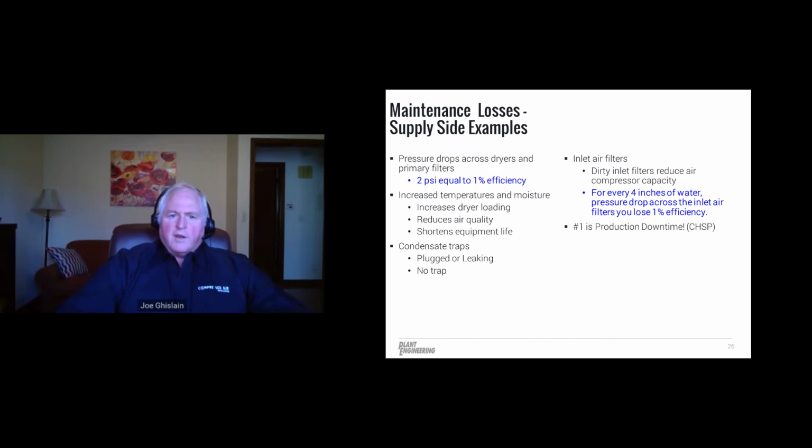You've got a lot of losses that go along with it. An example on the supply side: inlet air filters, or a pressure drop across the dryers and the primary filters. For any kind of losses through these, for every 2 psi, it's 1% efficiency. So if you have a 10-pound pressure drop, you're losing 5% efficiency on your motors. Increased temperature and moisture increases the drying load, reduces air quality, and shortens the life of the equipment, not only on the supply side, but on the demand side. Because if you don't remove the moisture and you aren't able to have good air quality, that's going to affect not only the components, but also production itself.